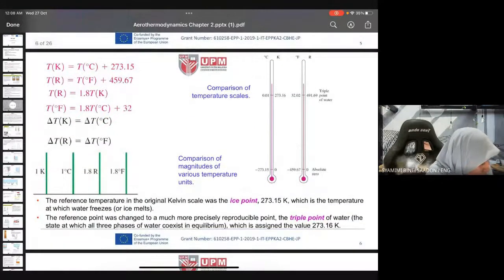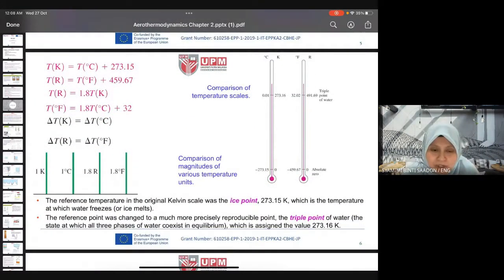Okay, so look at here. The reference temperature in the original Kelvin scale was the ice point. So 0 degrees Celsius is equivalent to 273 Kelvin, which is the temperature of the ice when the ice starts to melt. If we increase the temperature from 0 degrees Celsius to higher, the ice will start to melt at the melting point.